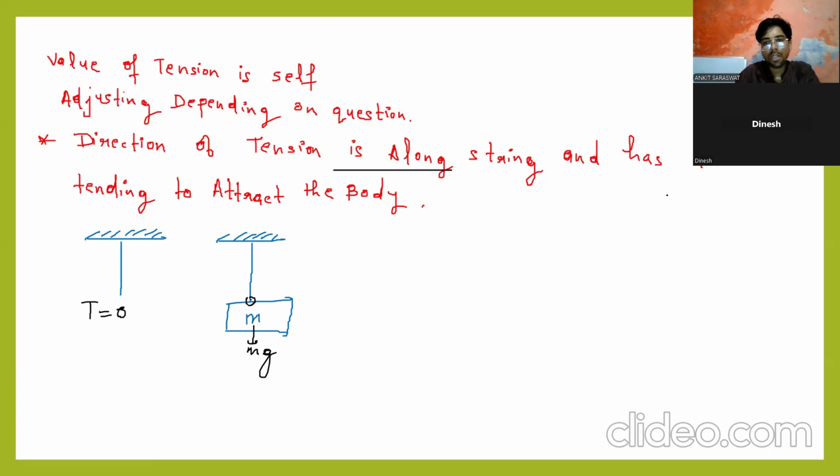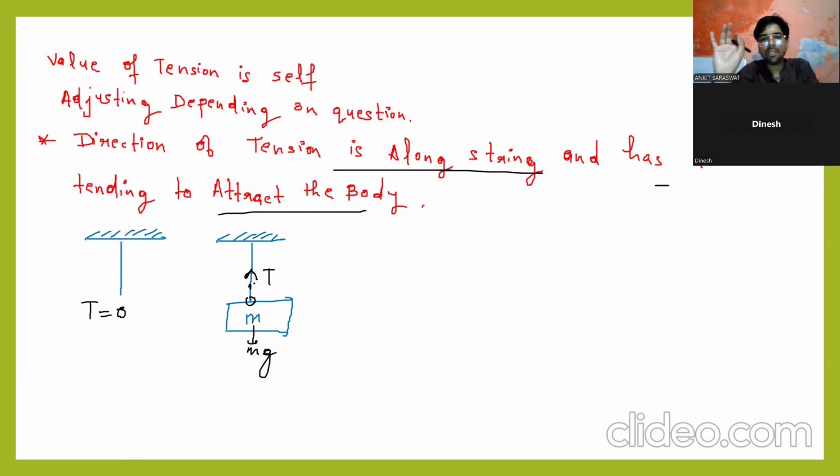Direction of tension is along a string, and has a tendency to attract the body. Along means parallel to the string. Now, in which direction will the tension attract this body? Body means this. When you apply this mass, the molecules will extend. Then in which direction will tension be? Because of this weight, it is going to stretch in the vertical downward direction. The tension will be opposite, like this.